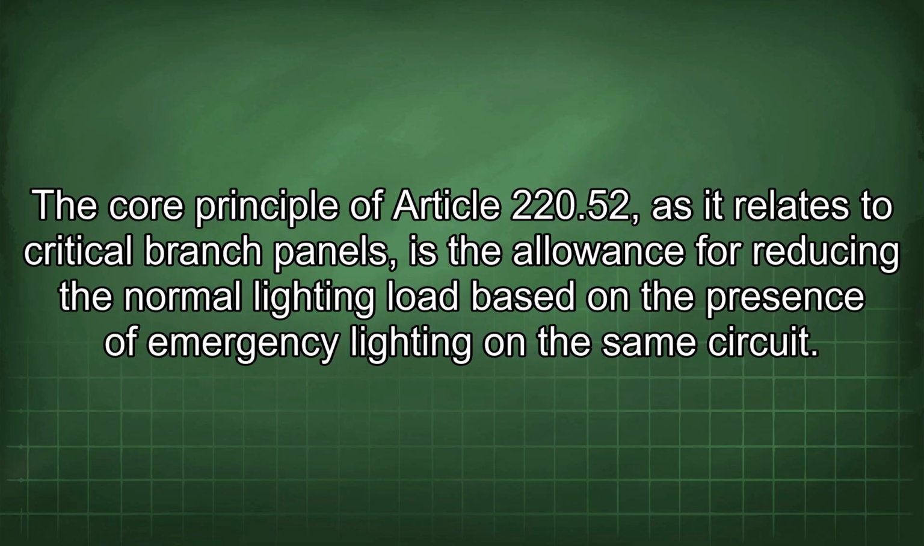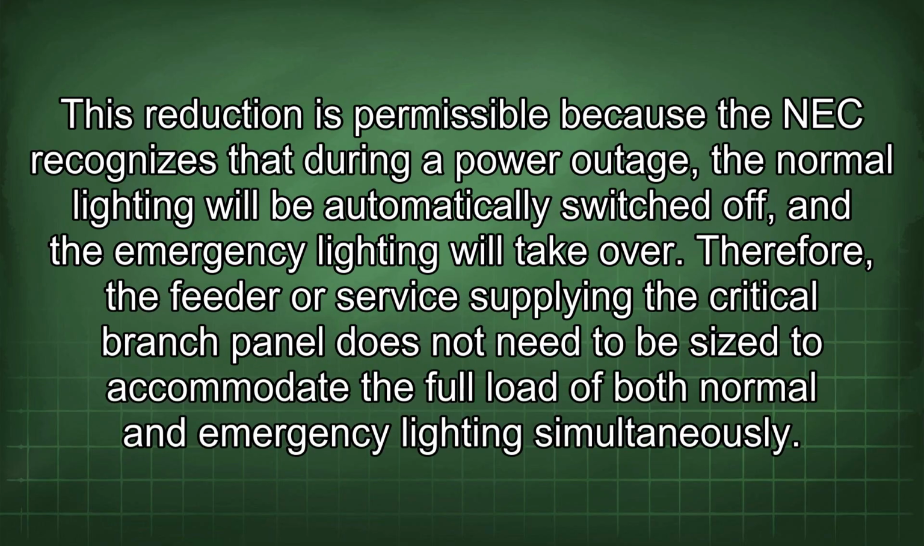The core principle of Article 220.52, as it relates to critical branch panels, is the allowance for reducing the normal lighting load based on the presence of emergency lighting on the same circuit. This reduction is permissible because the NEC recognizes that during a power outage, the normal lighting will be automatically switched off, and the emergency lighting will take over. Therefore, the feeder or service supplying the critical branch panel does not need to be sized to accommodate the full load of both normal and emergency lighting simultaneously.